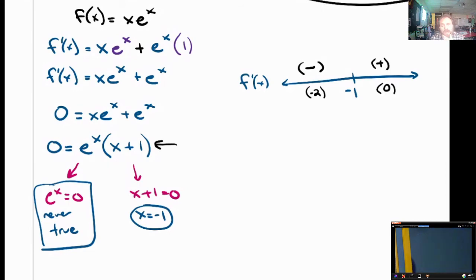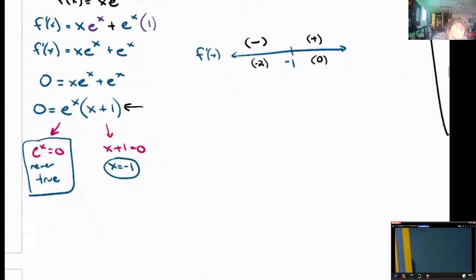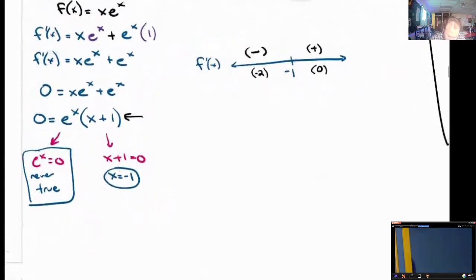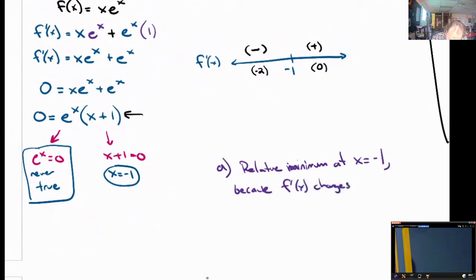So I think a safe answer for A, because A is asking us for any relative minima or maxima, make a list maybe down here. I think there is a relative minimum at x equals negative 1. And I know that because f prime of x changes from negative to positive at that point.